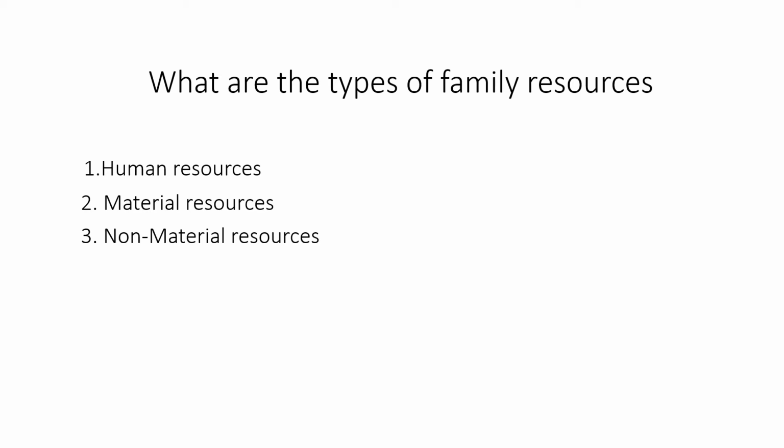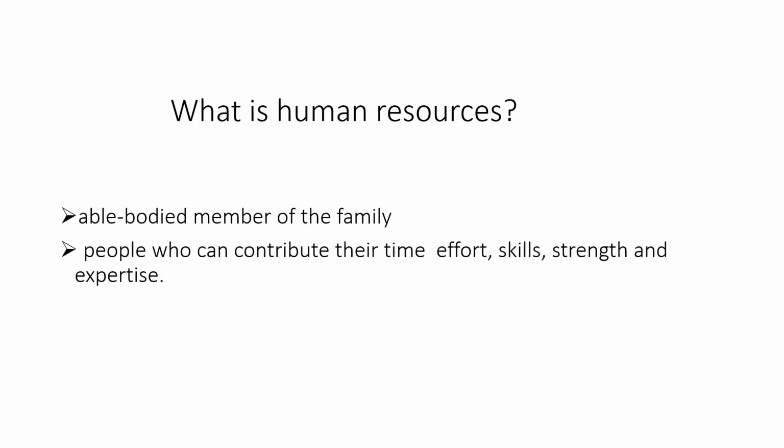What are the types of family resources? First one, human resources. Second one, material resources. And the last one, non-material resources. What is human resources? Able-bodied members of the family, people who can contribute their time, effort, skills, strength, and expertise.